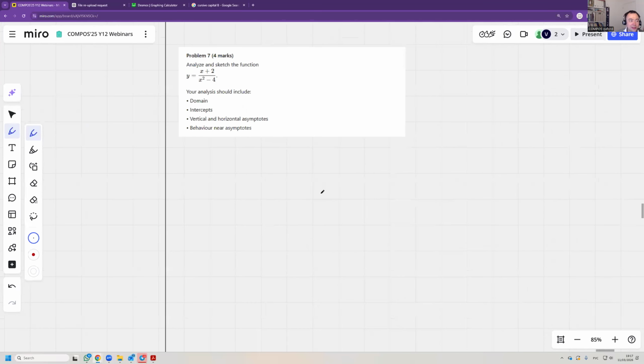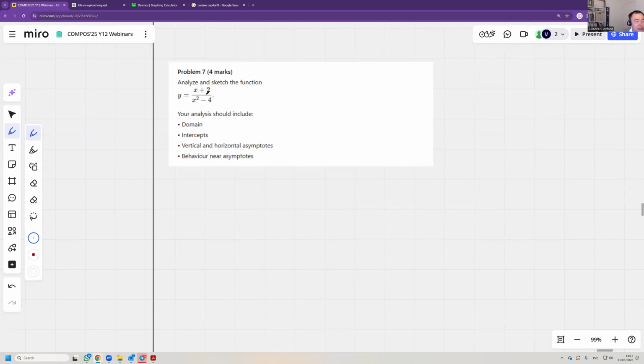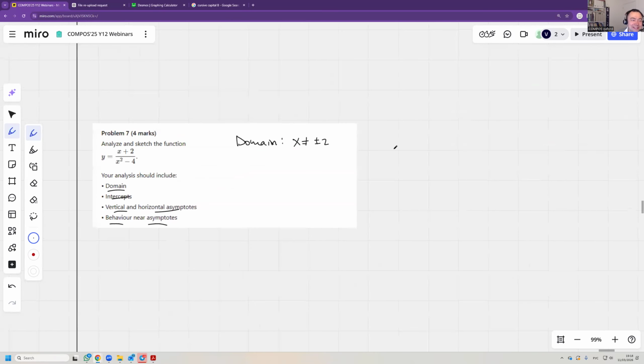Problem 7. Analyze and sketch the function. Your analysis should include domain, intercepts, vertical and horizontal asymptotes, behavior near asymptotes. Right, so that's an interesting one. Domain: x is not equal to plus or minus 2. So it seems like +2 and -2 are vertical asymptotes, but we have to double check.